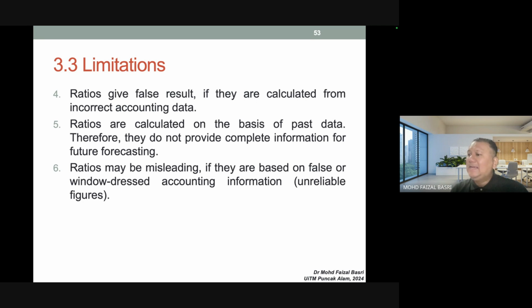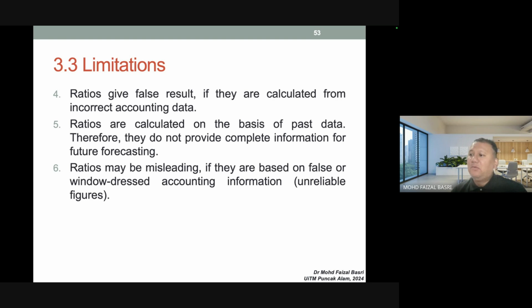So the result too can be wrong if we get wrong data. Right, so that's number 3. So it cannot detect whether your calculation is correct or not. Okay. Ratios are calculated based on past data, so therefore do not provide complete information for future forecasting.